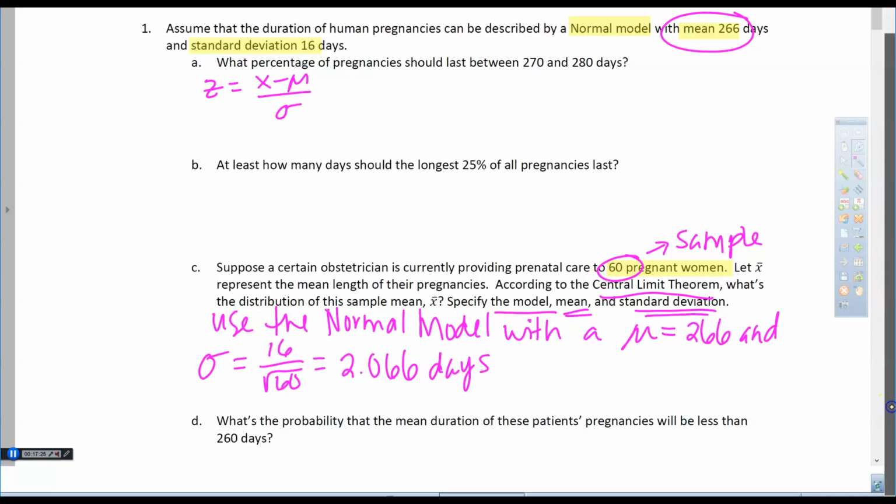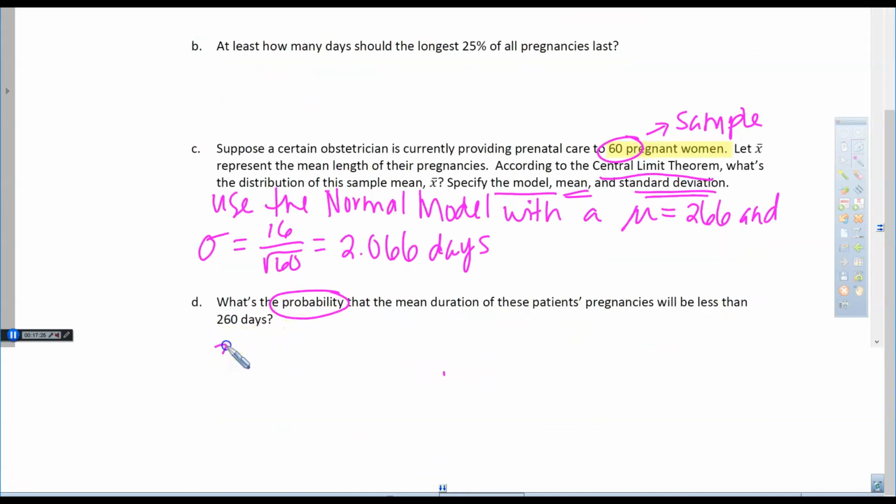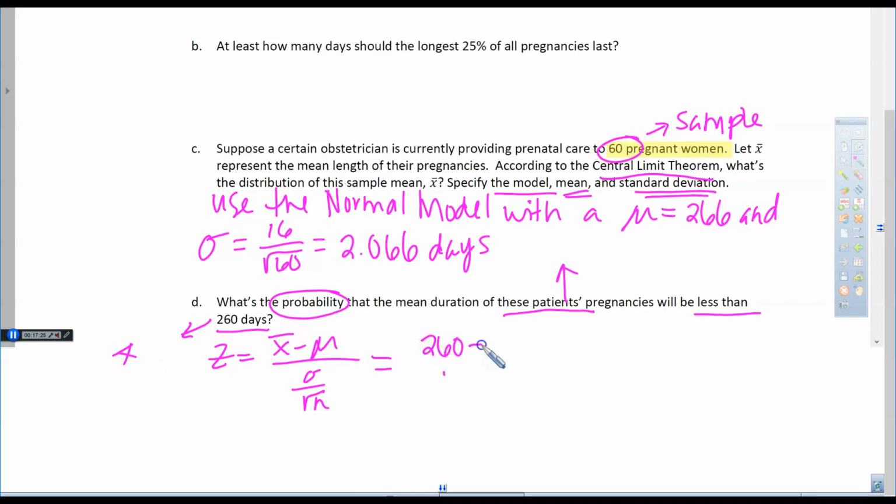And then if you look at part D, it's asking what's the probability. Again, anytime you ask for probability, you want to calculate z. So my z for means is x bar minus mu over sigma divided by the square root of n. So what's the probability that the mean for these patients, talking about part C, will be less than 260 days? This 260 is going to be x bar. So I have 260 minus my average, 266, over 2.066. So my z is going to be approximately negative 2.9.